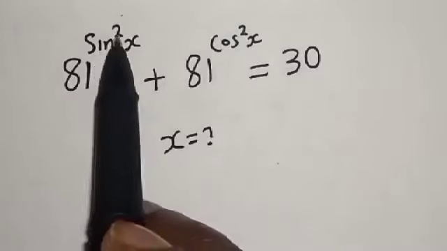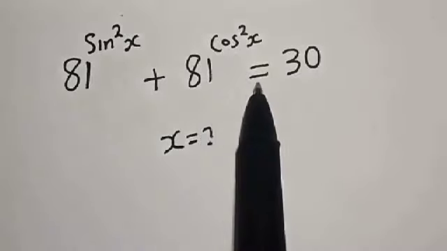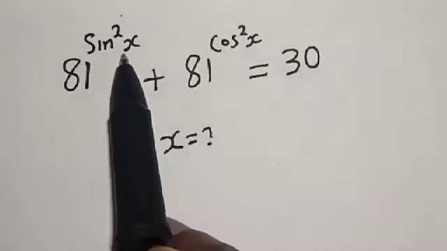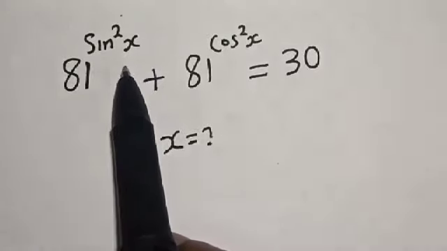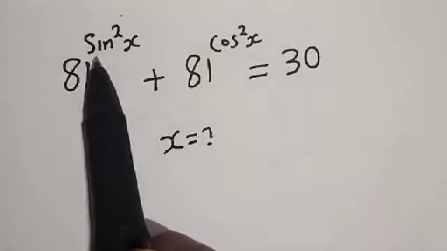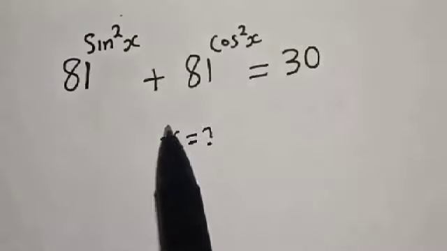81 raised to power sine square x plus 81 raised to power cos square x is equal to 30. What is the value of x? We want to find the value of x from this given nice trigonometric equation: 81 raised to power sine square x plus 81 raised to power cos square x is equal to 30.